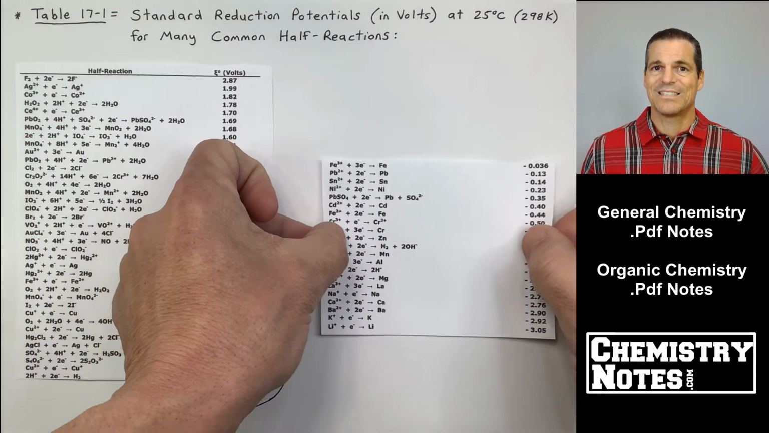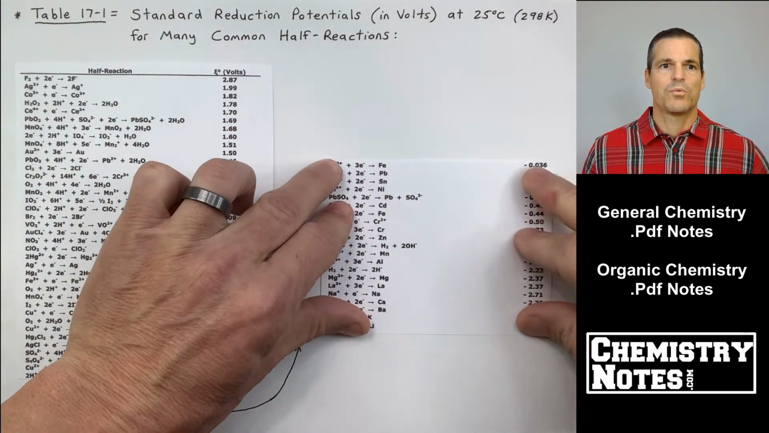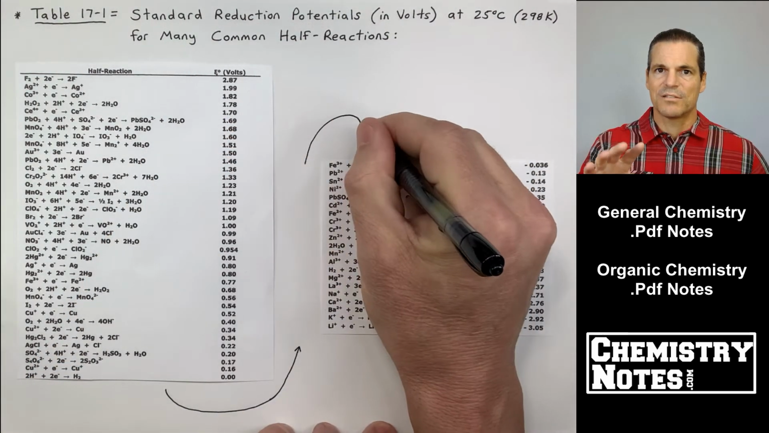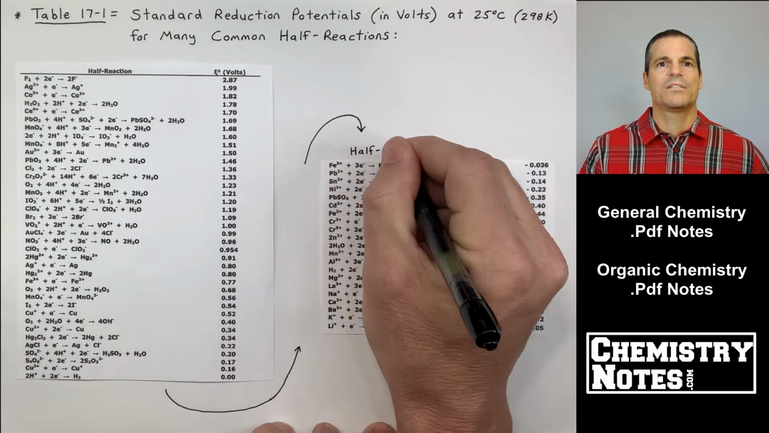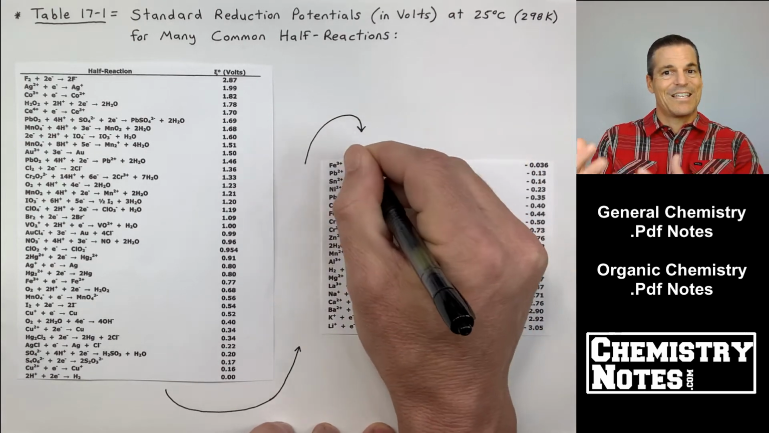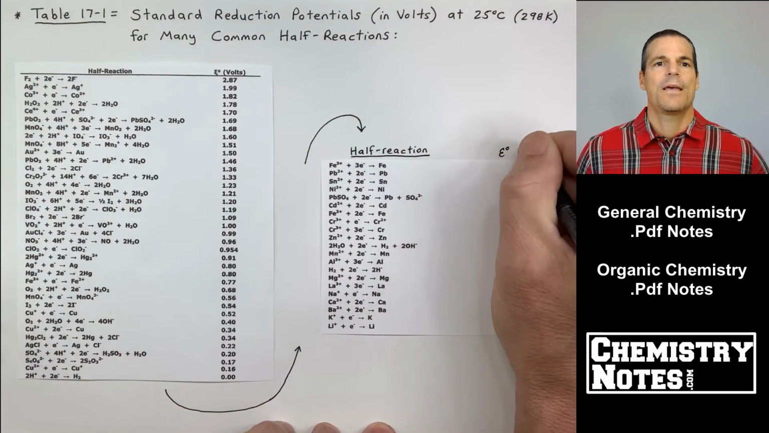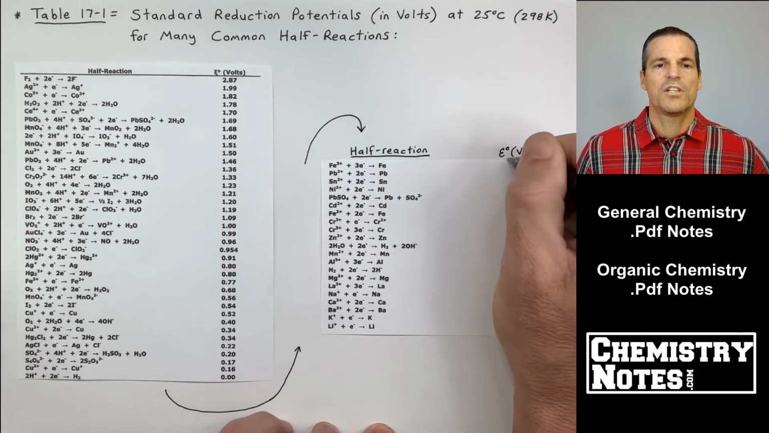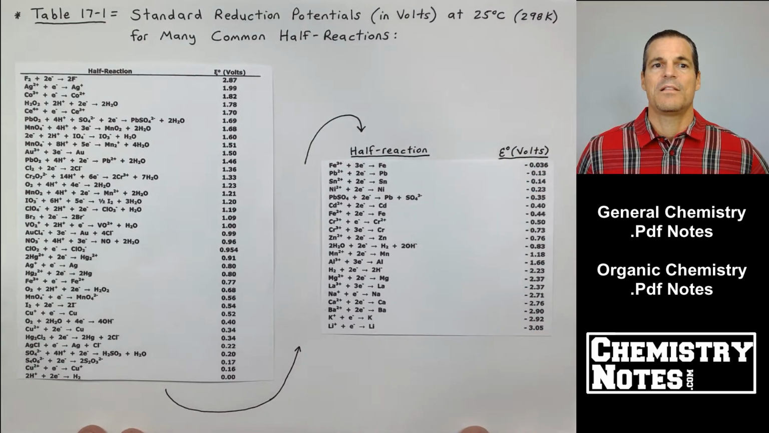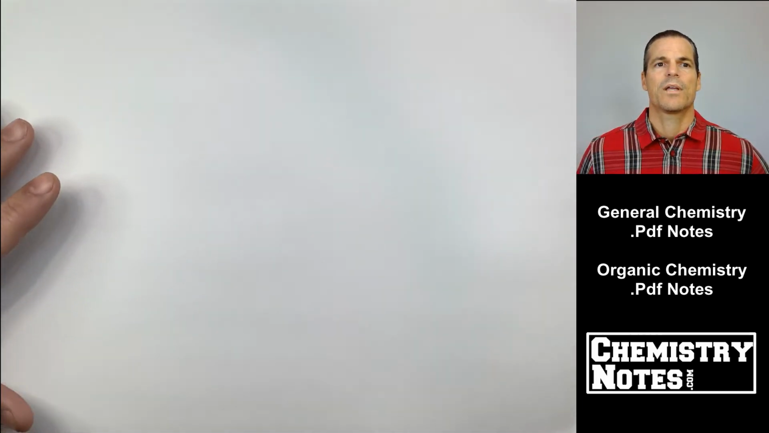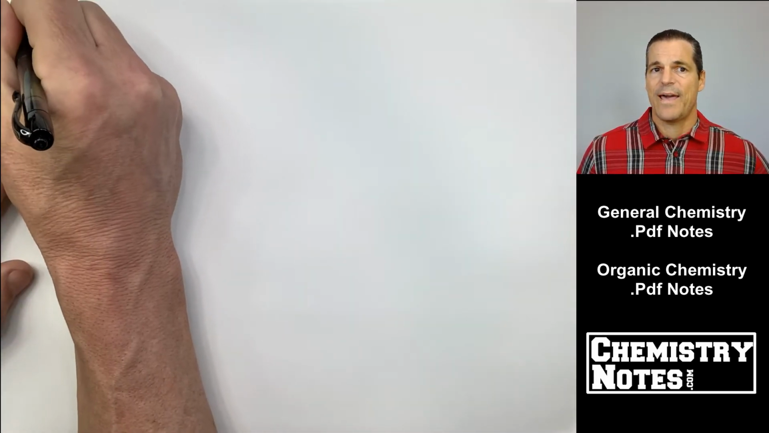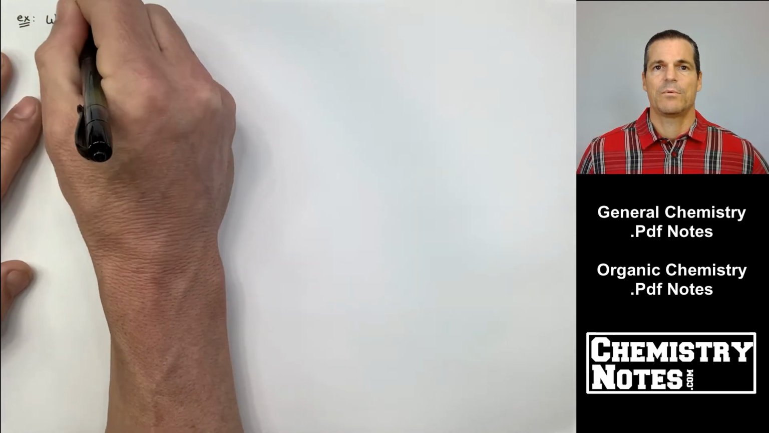Remember, reduction is gain, right? That's why you see plus electron, plus 2 electrons, always as a reactant, because we're trying to gain electrons. The voltages are listed in the right-hand column, and in the left-hand column is the half reaction itself. So we will always have that at the ready. We can have that table whenever we need it.